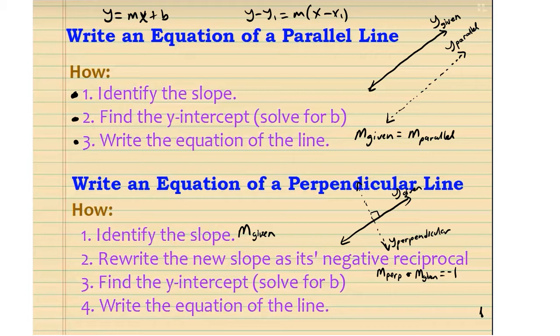Then we will find the y-intercept. So for b, we will write the equation in slope-intercept form, find the y-intercept and complete the equation. To summarize, find the slope of the given line, rewrite the slope by negative reciprocal to find the slope of the perpendicular line, and then write your equation halfway and complete the equation by solving for b.